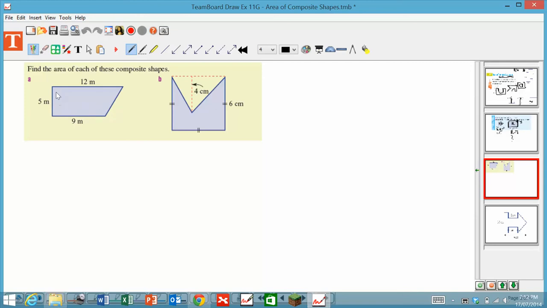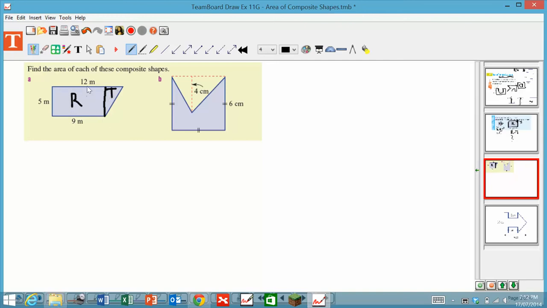Okay, so straight away I'm looking at it, and I've got this little section here. I can make that into not a rectangle, but a triangle. So I've got a rectangle here and I've got a triangle here. So straight away I can look at this and go, well, I want my rectangle.